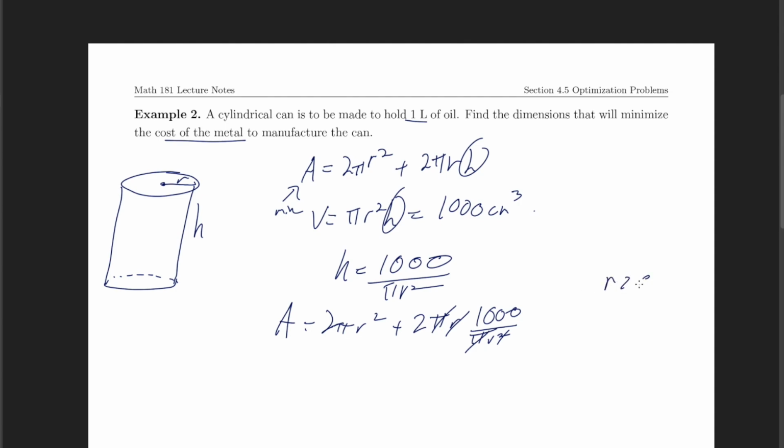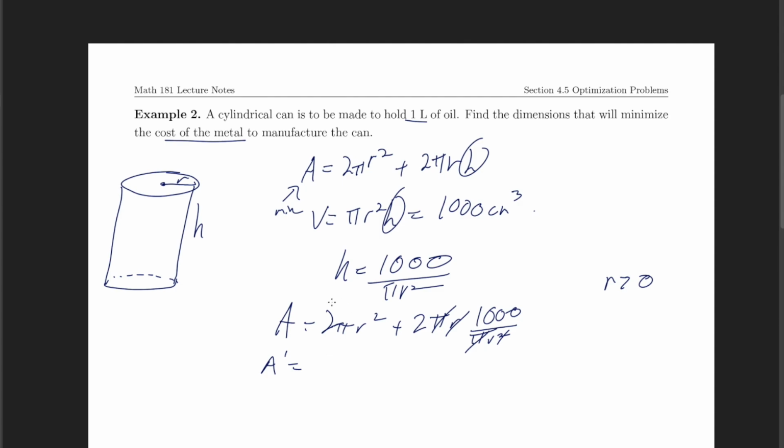And notice here I have to have my radius be greater than 0. It doesn't make sense to have a negative radius. And so let's go from there. Alright, so let's go ahead and find its derivative.